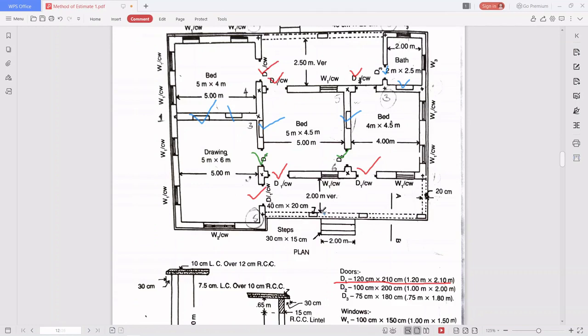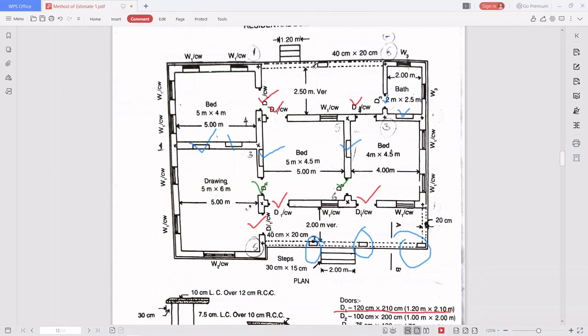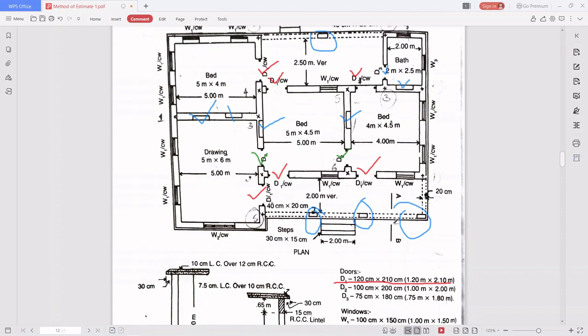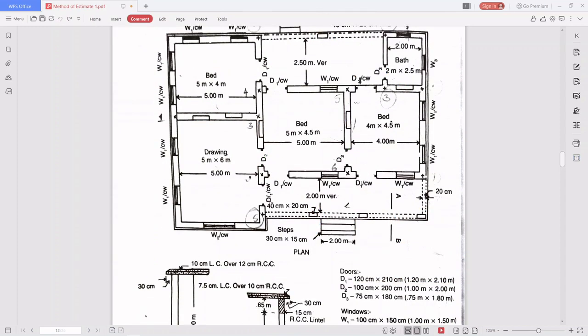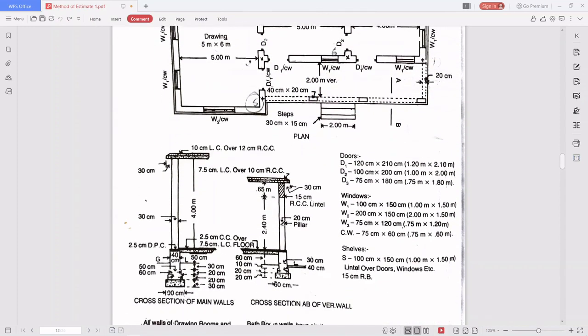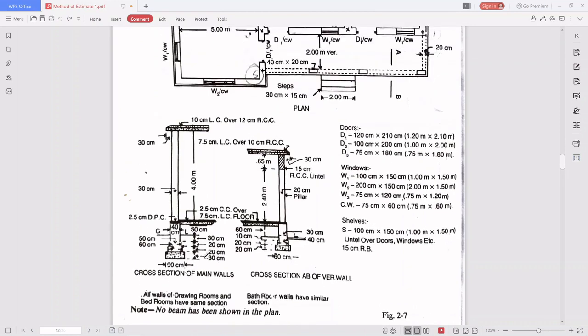Okay. So then pillars are there, 40 centimeter by 20 centimeter: one, two, three, four. So four pillars are there, and those four pillars are on the 20 centimeter wall. Correct. So we got all the doors and windows. Next, we will go to the cross section.